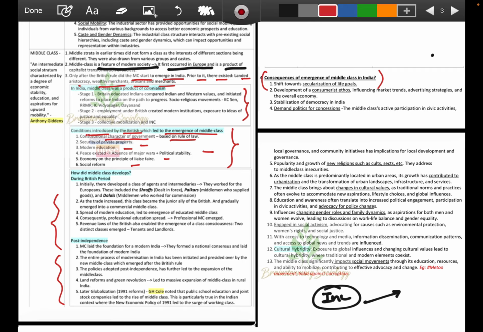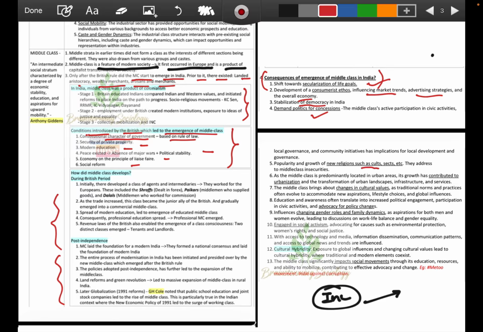What were the consequences that it had to face? So it had to shift towards the secularization of life goals. It had a development of consumerist ethos. These are the keywords which you need to mention in answers. It has influenced market trends, advertising strategies, overall economy. So stabilization of democracy in India, demands politics for concessions.